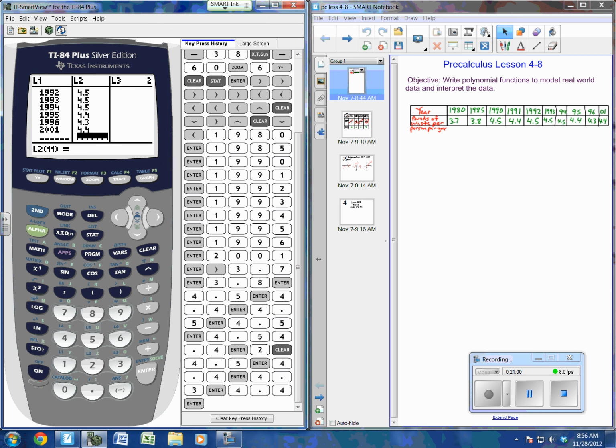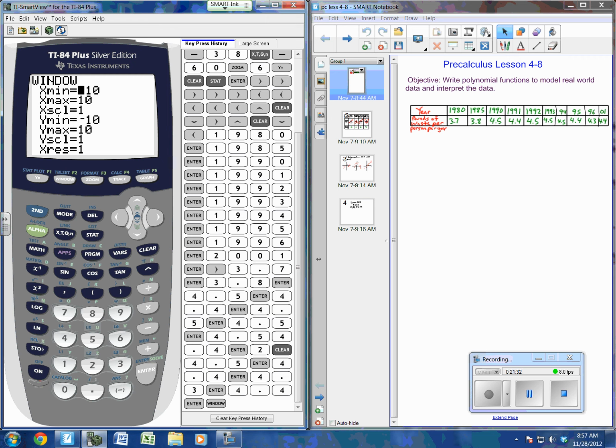Now we've got to find a window that will show this data. So everybody hit your window button. And by the way, if you're having problems with your data, I'd go through and double check it right now. We can pause it if you need to and check your data and make sure it's correct. Okay, everybody hit your window button. Right now we have a standard window, at least I do. You might have something different, but we just did that other problem, so you should have the same as I do.